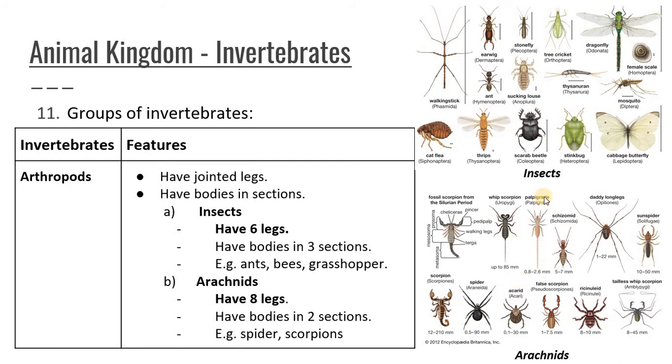So again, a reminder: insects have 6 legs and have bodies in 3 sections, whereas arachnids have bodies in 2 sections and they have 8 legs.